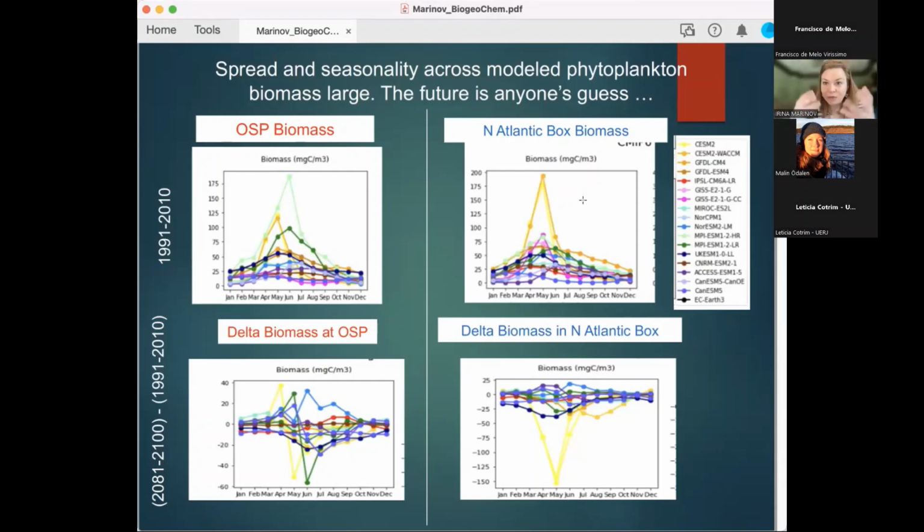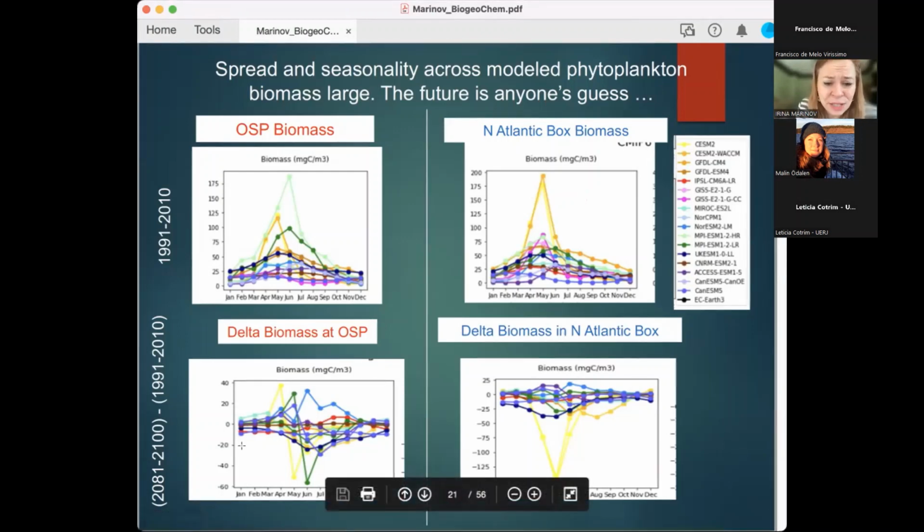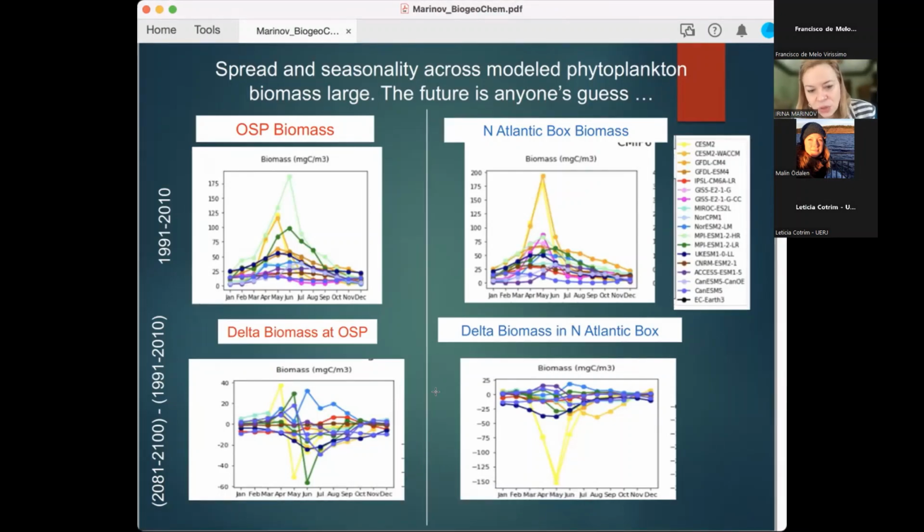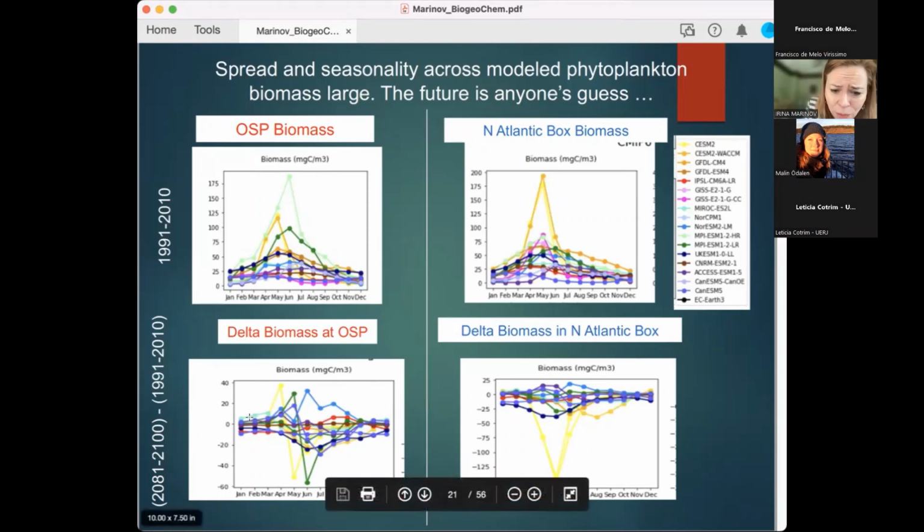It takes a lot of digging to try to understand the dynamics of these processes. And here's the delta biomass, the expected change over 100 years in one of the RCP scenarios, the RCP 8.5 scenario. So you see that in some models, biomass at Ocean Station Papa is expected to increase. There are numbers that are positive and numbers that are negative.